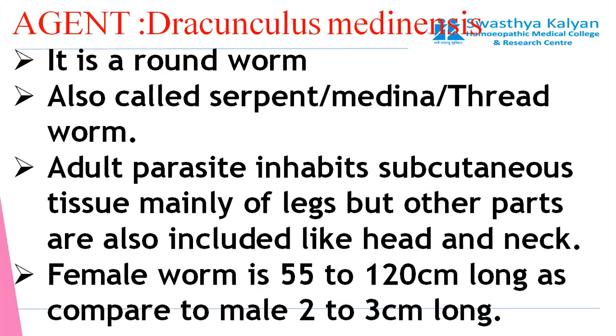Now, what is the epidemiology? The agent responsible for Dracunculus medinensis, how does it spread? It is basically a round worm. It is sometimes also known as serpent, Medina or threadworm. Now, why serpent? Because it has a round cylindrical body, first of all. Second, its length is tremendous. It can sometimes range up to around 3 feet.